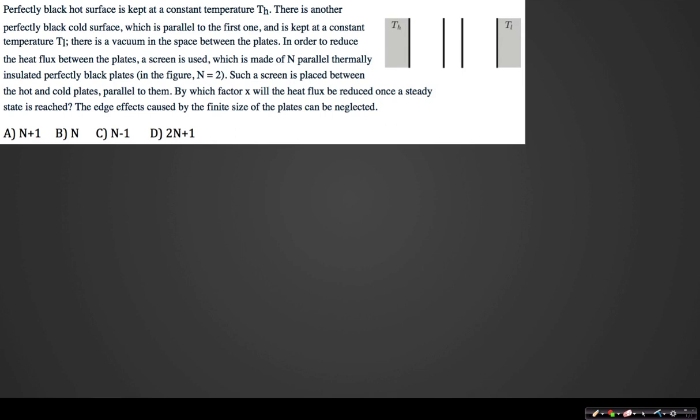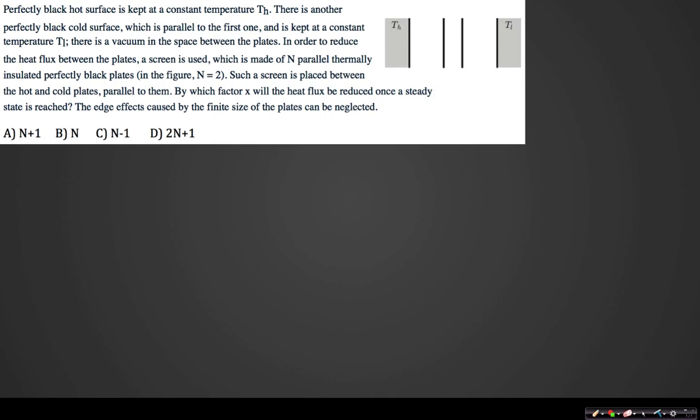In order to reduce the heat flux, a screen is used which is made of N parallel thermally insulated perfectly black plates. In the figure, N is equal to 2. Such a screen is placed between hot and cold plates, parallel to them. By which factor X will the heat flux be reduced once a steady state is reached? The edge effects caused by the finite size of the plates can be neglected.